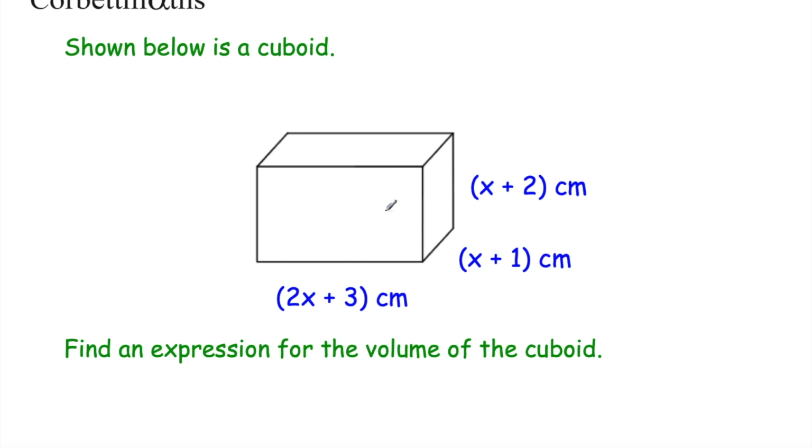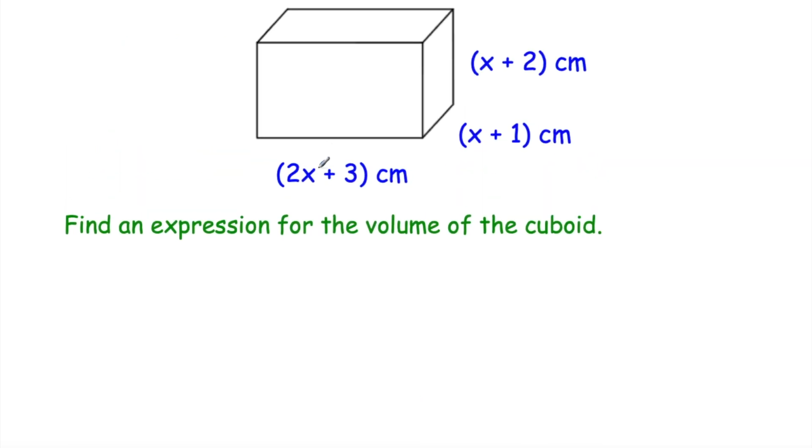Okay, so let's have a look at this example. So here we've got this cuboid, and we've got the length of the cuboid being 2x plus 3 centimeters, the width of the cuboid, or the depth of the cuboid, being x plus 1 centimeters, and the height of the cuboid is x plus 2 centimeters. And we've been asked to find an expression for the volume of the cuboid, and it might say simplify your answer. So what we need to do is we need to do the length times the width times the height. So the volume would be equal to the length times the width times the height.